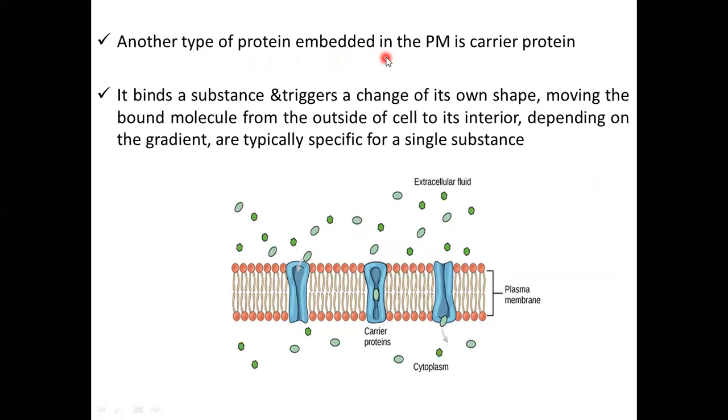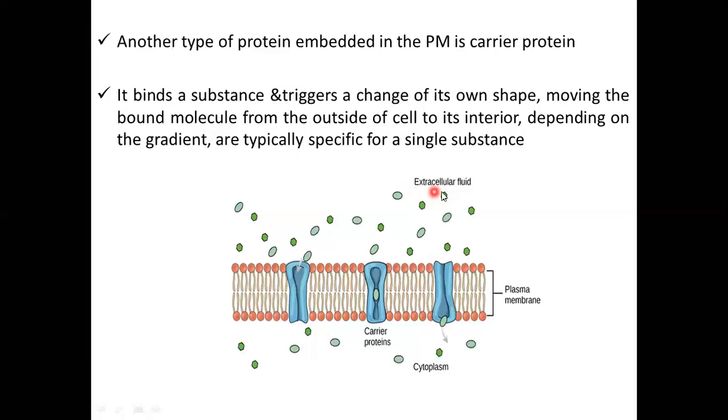Another type of protein embedded in the plasma membrane is carrier proteins. It binds a substance and triggers a change of its own shape, moving the bound molecule from the outside of the cell to the interior, and depending on the gradient, is typically specific for a single molecule or substance. Such carrier proteins are specific for a single, specific type of substance, and when that substance binds to these carrier proteins, it changes its shape and moves the bound molecule from outside to the inside.